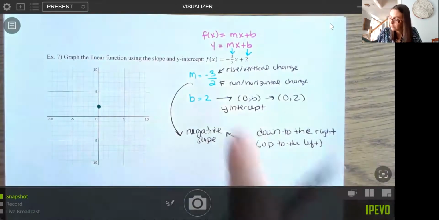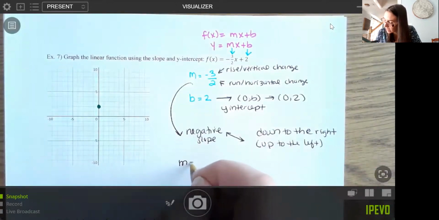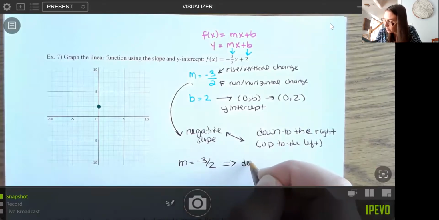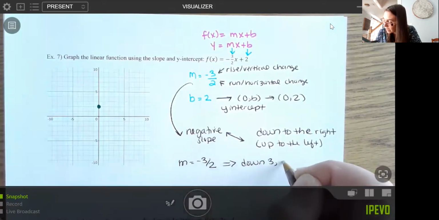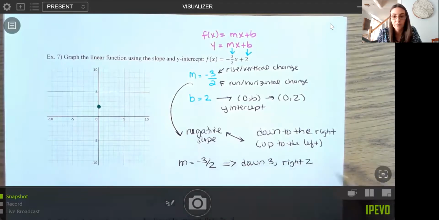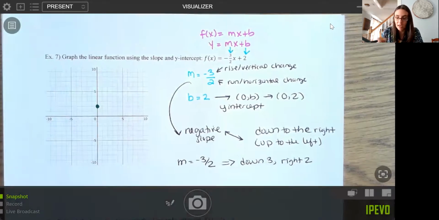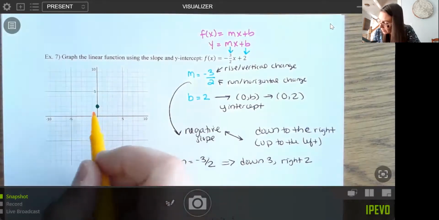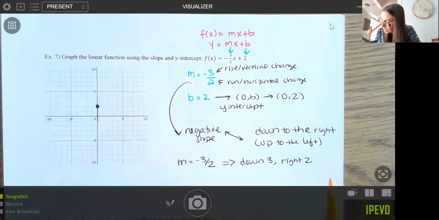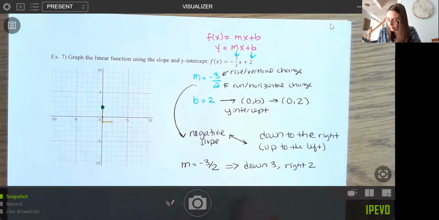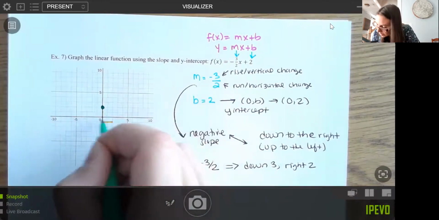So in this case, if m equals -3/2, that means we're going to count down 3 and right 2. And we start at our intercept. So let's count. I'm going to go down 3. So I start here, I go down 1, 2, 3. And I go right 2, 1, 2. And that's where I end up. Now I'm just using a light yellow just so you can see my counting, but you don't need that part. You just want the point.